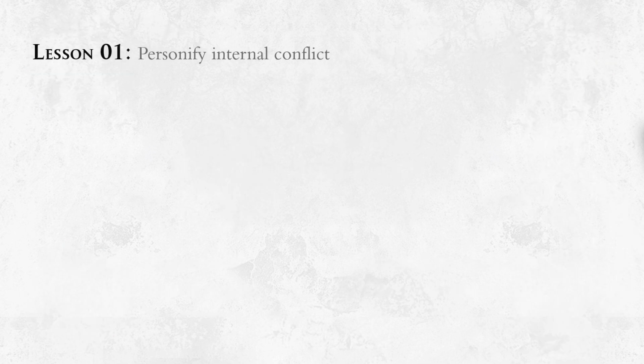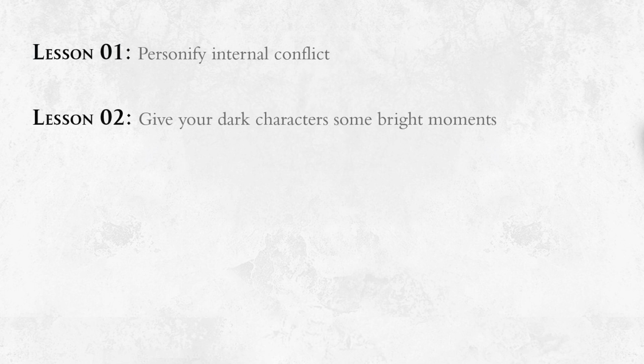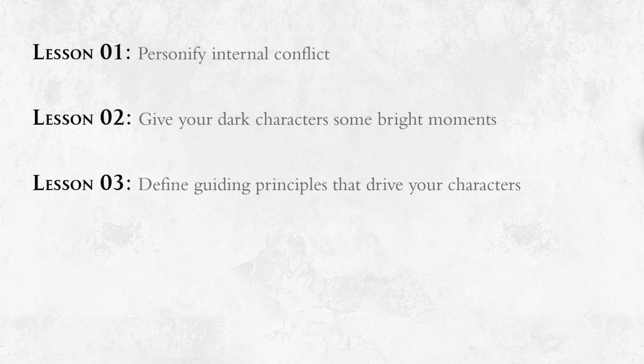So at the very beginning, we talked about personifying internal conflict. Think about Jaime Lannister and his relationship to both his sister, Queen Cersei, and Brienne of Tarth. Then we watched some scenes from the series and saw how you can give your dark characters some bright moments. That would include Cersei Lannister, who wants to be a good mother, and Ramsay Bolton, who wants to be recognized by his father, despite the evil things they do. Afterwards, we took a look at the guiding principles of a few characters. Tywin Lannister, who's concerned about the legacy of the Lannister family, Varys, who wants to bring about prosperity for the common people, and Daenerys, who wants to break the vicious circle of oppression.